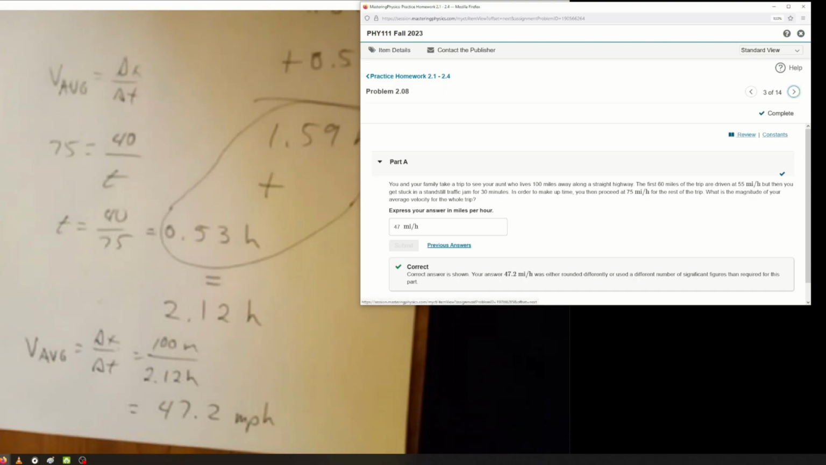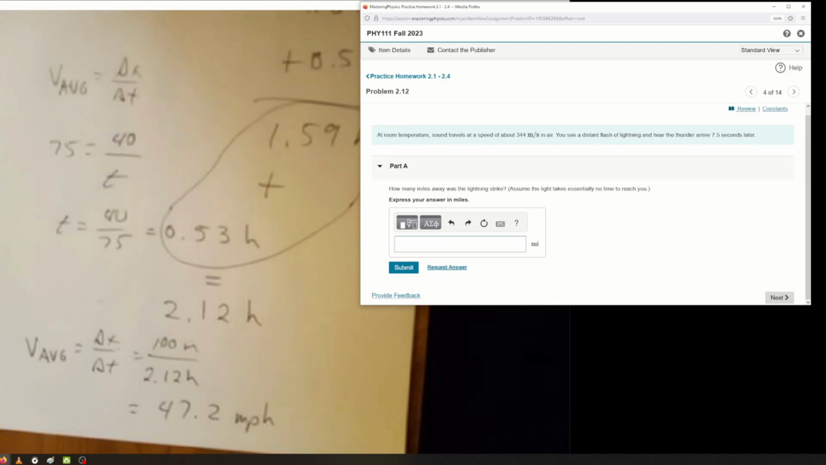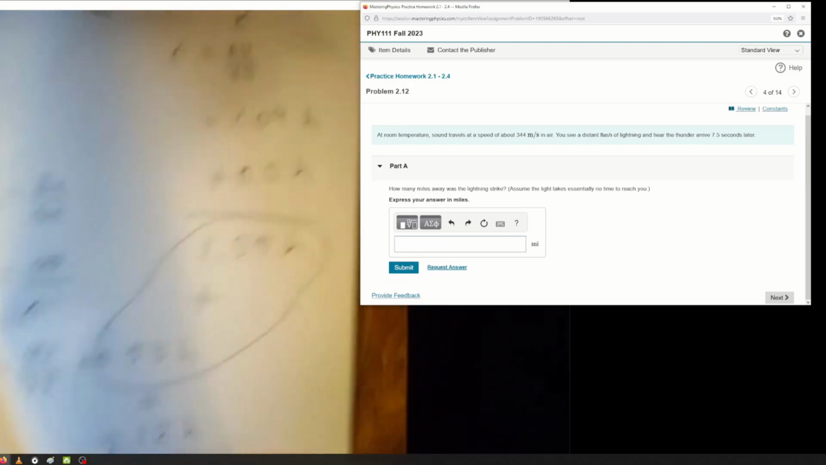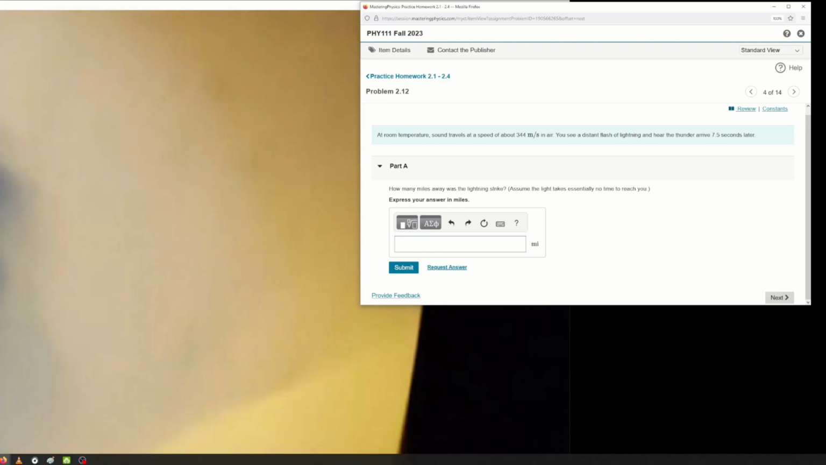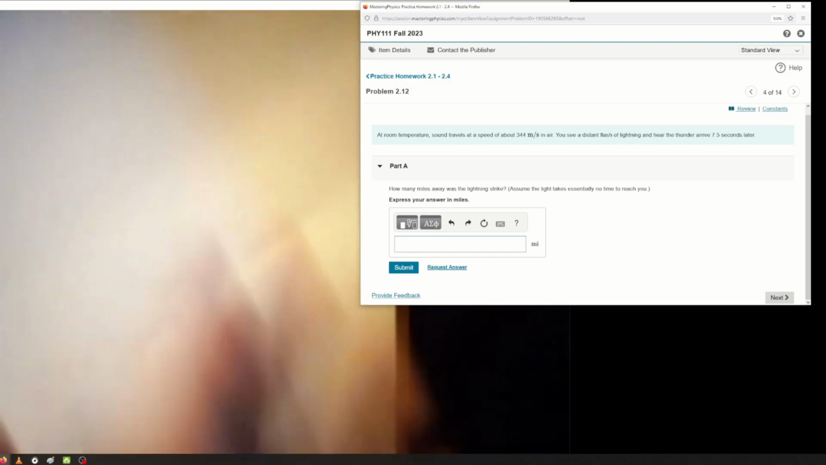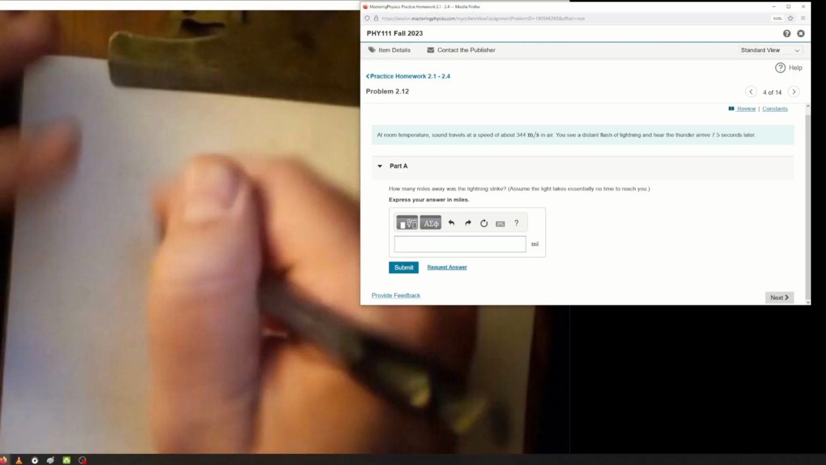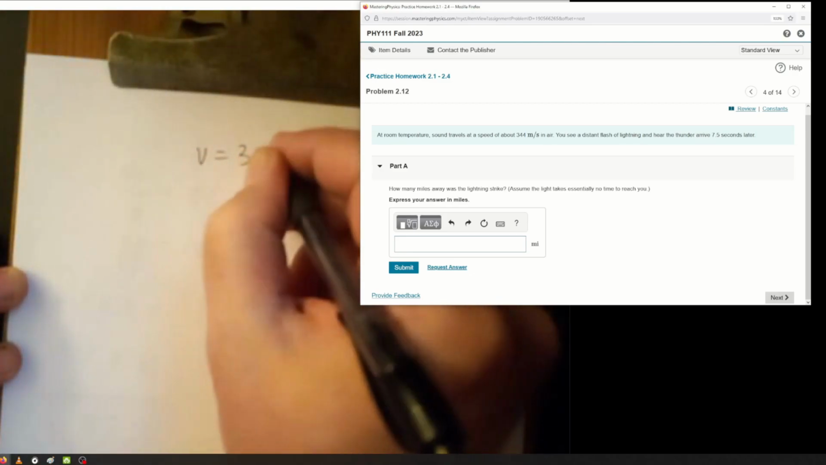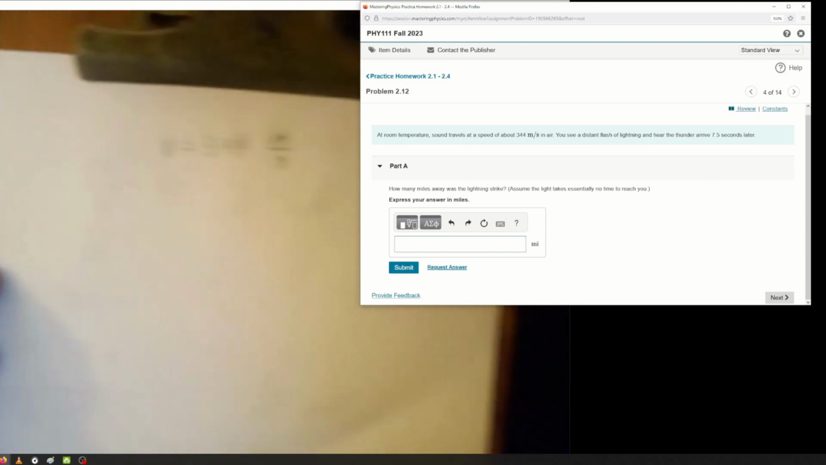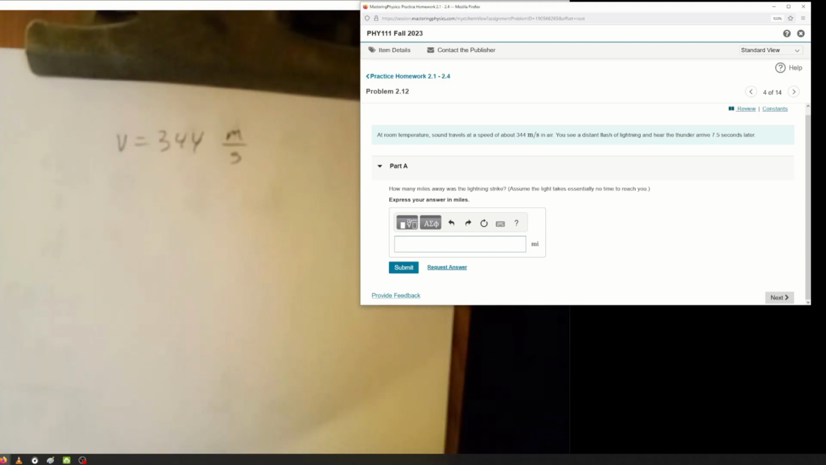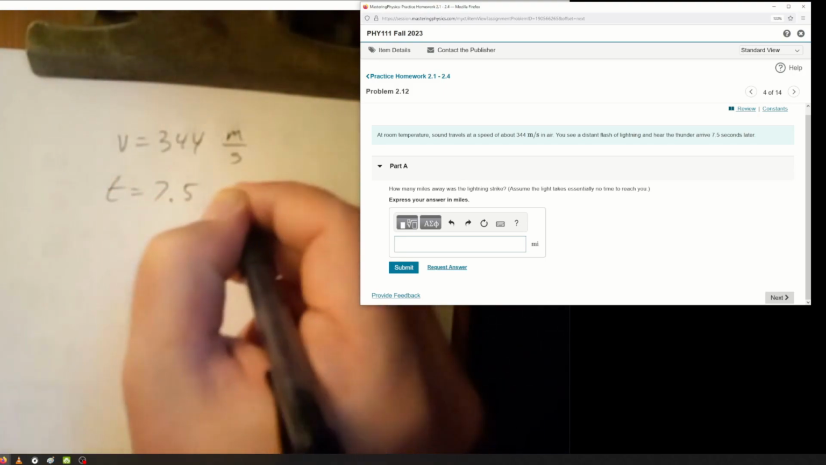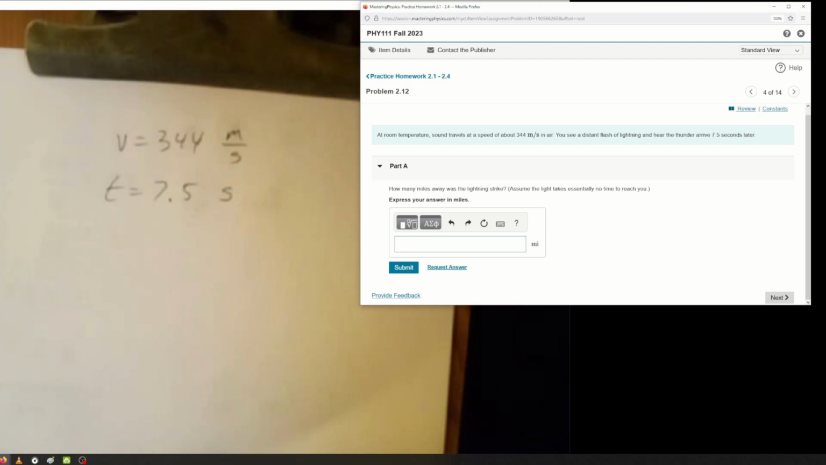Let's check out the next one. So at room temperature, the speed of sound is 344, in standard units. And we got a time, 7.5 seconds. How many miles? Oh, we're going to have to do a conversion here. How many miles away was the lightning strike?